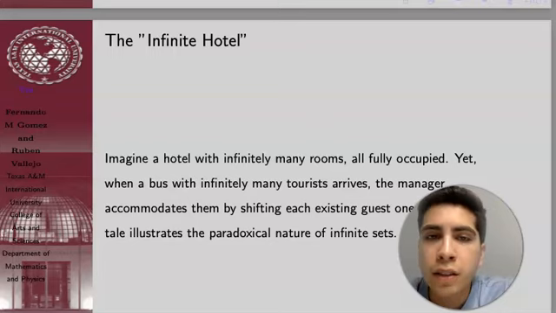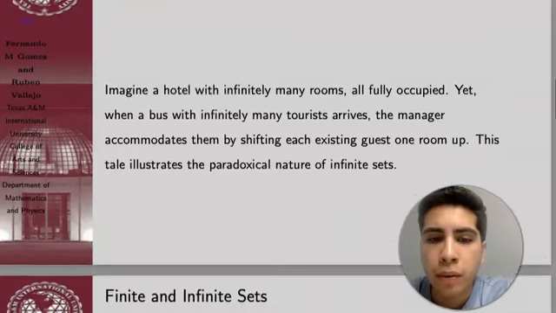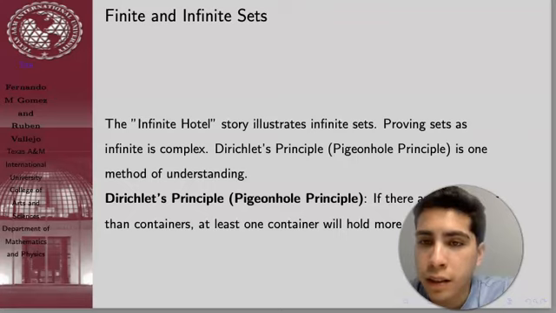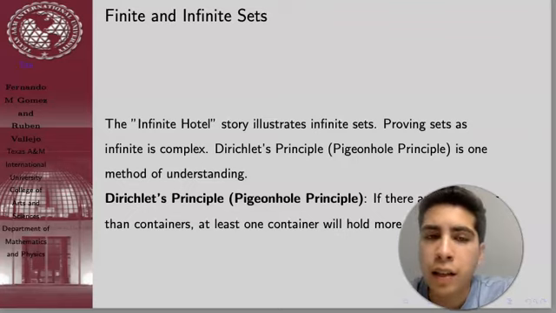Now, why is this such an important story or such an important parable? Well, the infinite hotel illustrates infinite sets in almost their whole entirety. And it stems also into providing how complex it can be to define infinity. And the richness principle can come into play as that method of understanding. And it's that if there are more items than containers, at least one container will hold more than one item.